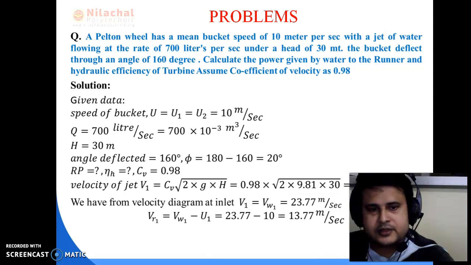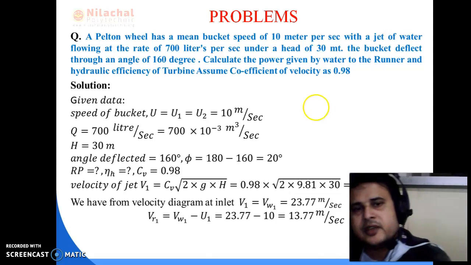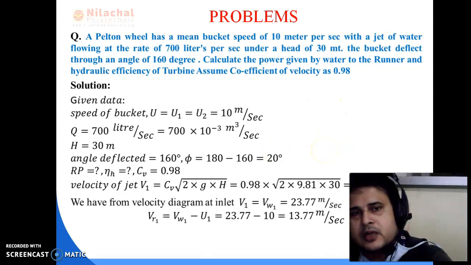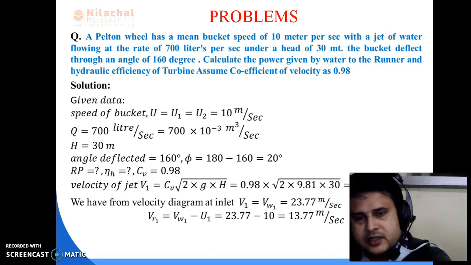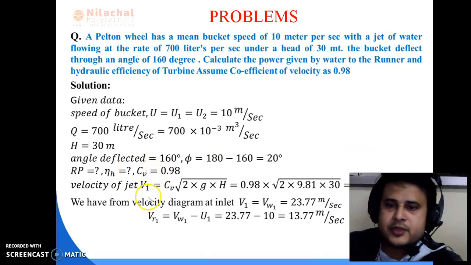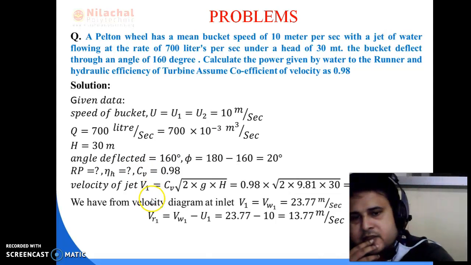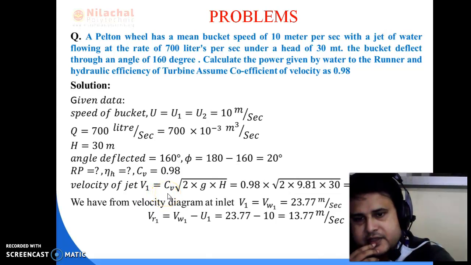So runner power is equal to (Vw1 plus Vw2) into U into rho A V1 divided by 1000, as in the earlier formula. Now first of all, find the value of V1. The velocity of jet V1 formula is Cv square root of 2gh.